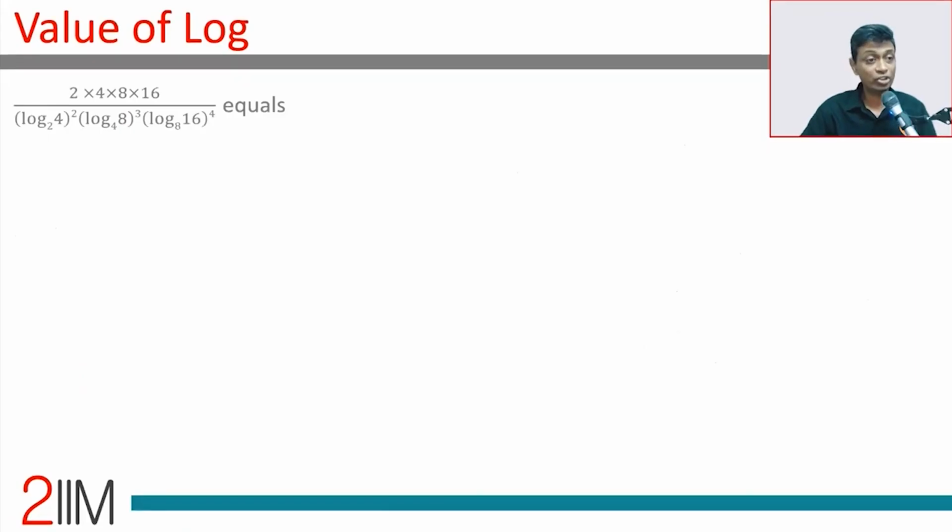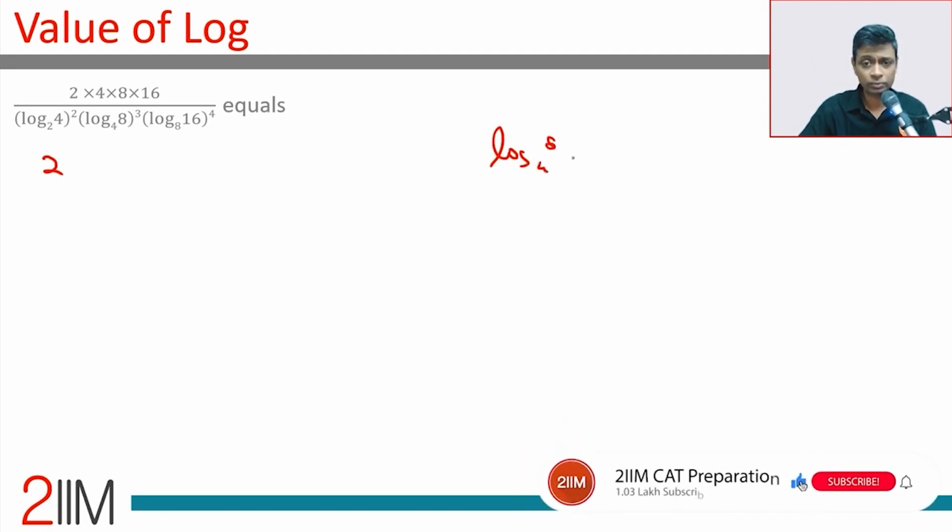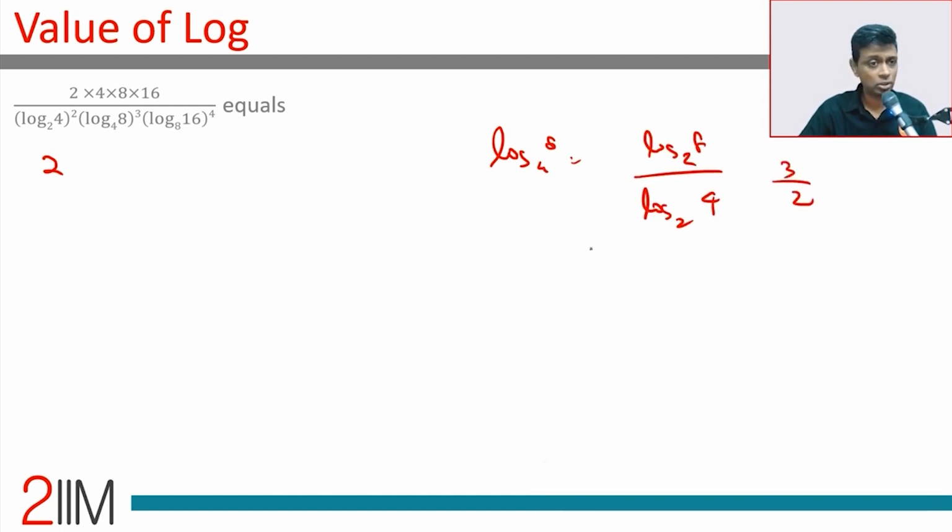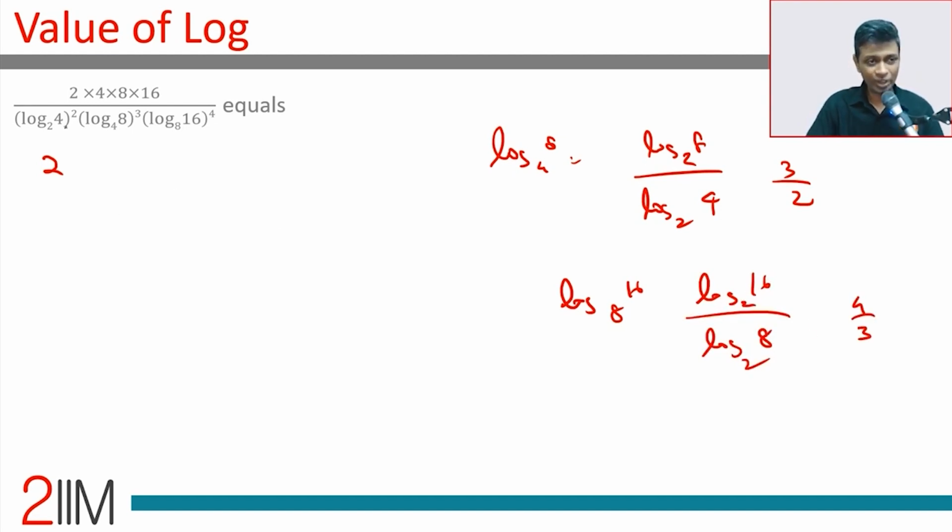2 into 4 into 8 into 16 divided by log 4 to the base 2 whole square. Log 4 to the base 2 is 2. Log 8 to the base 4. This is log 8 by log 4. Both to the base 2 is 3 by 2. Log 16 to the base 8 is log 16 by log 8. I can select the base to be 2. This is 4 by 3. So this won't calculate only the denominator. We'll come to the numerator.